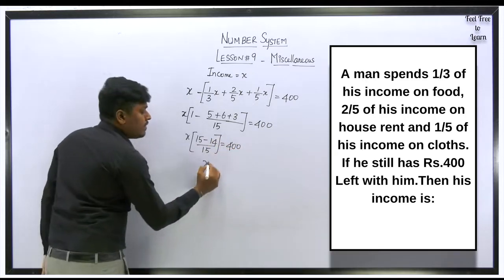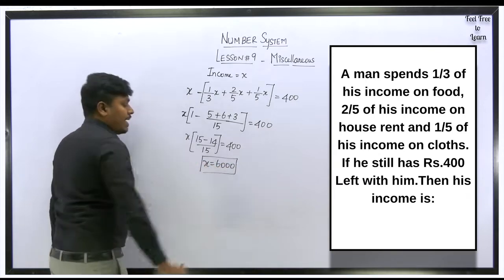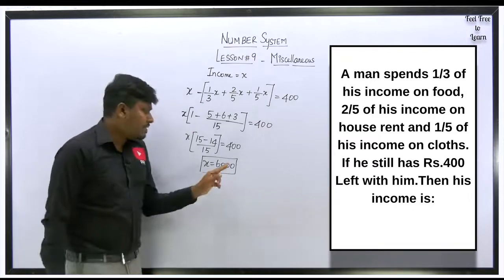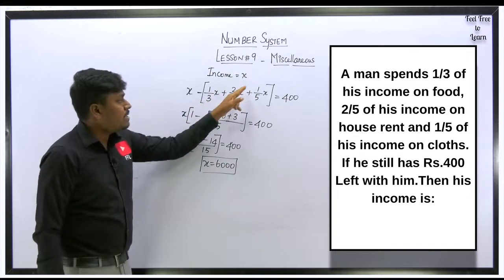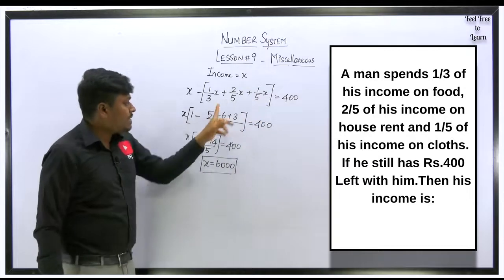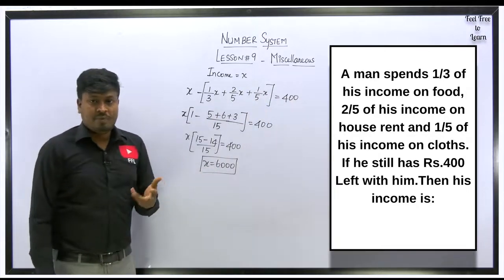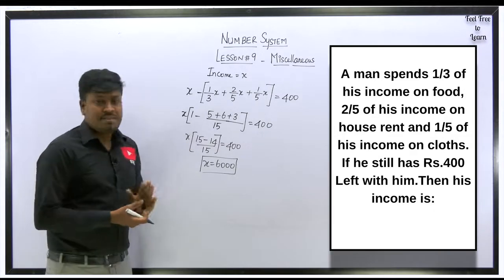So 400 by 1/15 will be 6,000. So 6,000 will be the salary for that person. So income of the person will be 6,000. Out of this 6,000, he spent 1/3 on food, 2/5 on house rent and 1/5 on clothes. So if you find all those values and subtract from 6,000, you will get the remaining 400 money with him. Got it? So finally, the answer for this question: the salary of the person will be 6,000.